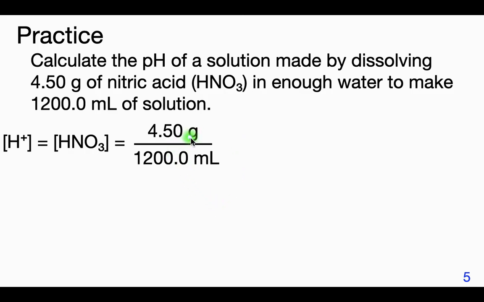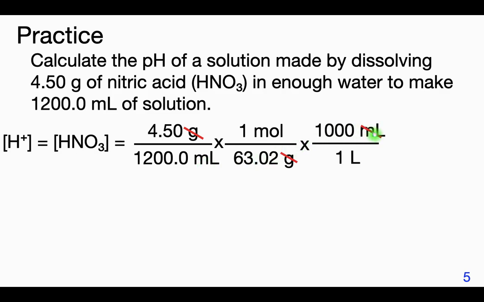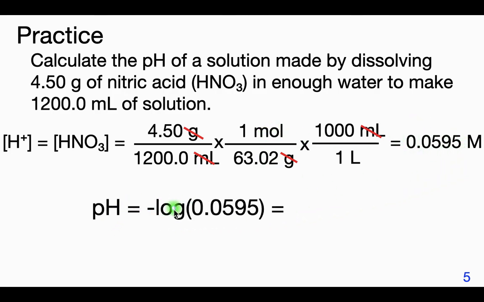So the first thing we'll do is convert grams into moles. The molar mass of nitric acid is 63.02 grams. And then we need to convert milliliters into liters. There's 1,000 milliliters in a liter. So just let dimensional analysis help you along. Milliliters cancel out. And that will give us the concentration of the hydrogen ion being 0.0595.